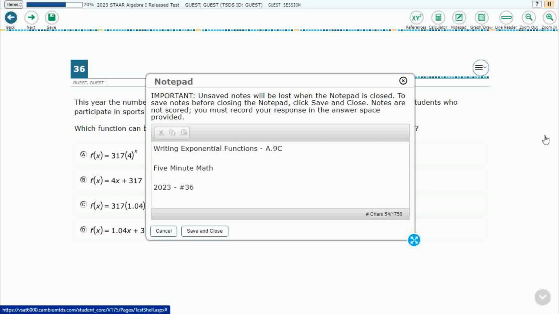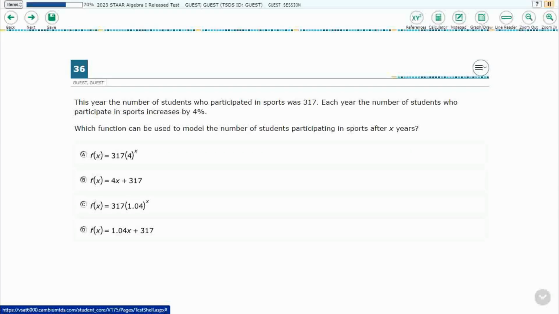Today we are looking at the Algebra 1 concept of writing exponential functions. This is standard A.9C in the great state of Texas, and we are using item number 36 of the 2023 released STAAR test. If you haven't done so already, please go ahead and take a moment to pause the video, work this problem out on your own, unpause it, and we will look at our answers together.